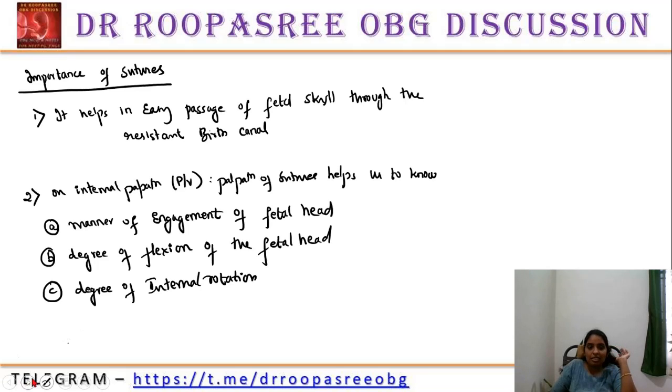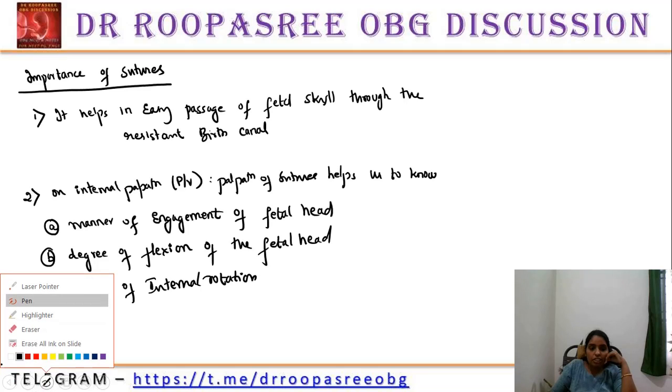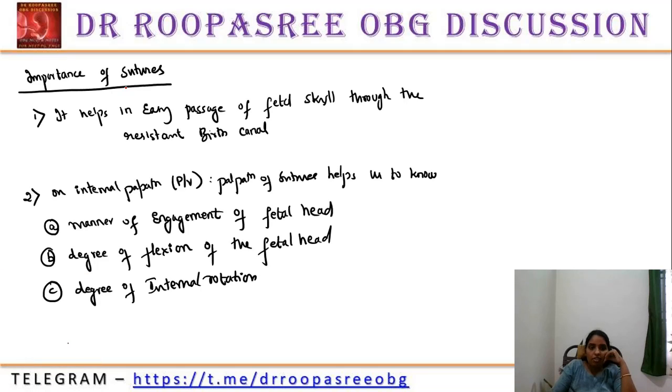And next, okay, you have taken what are the important questions they will be asking you. This is the first point. What is the importance of sutures? They'll be giving all what is the true statement regarding it, or all are true statements except. So it helps in easy passage of the fetal skull through the birth canal, and on per vaginal examination, while palpating the sutures, we'll know the manner of engagement of the fetal head, flexion of the fetal head and internal rotation of the fetal head. What all I'm speaking may be the MCQs for you all. Okay. Next.